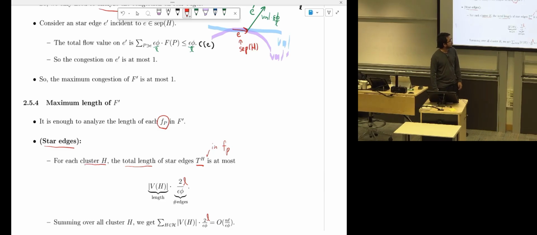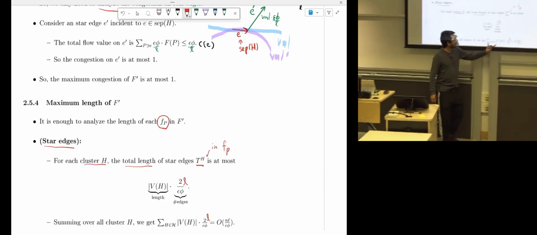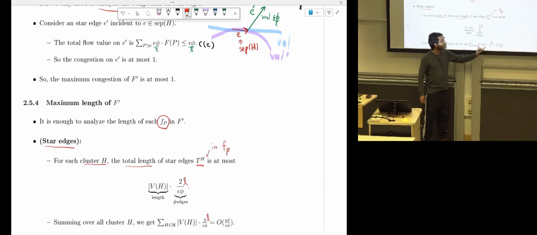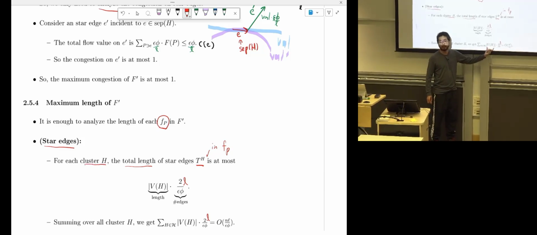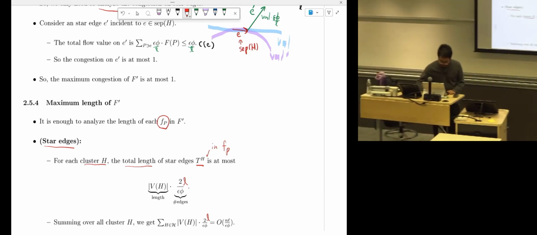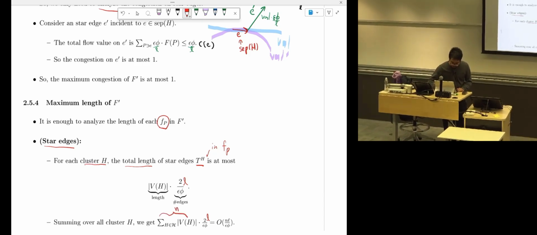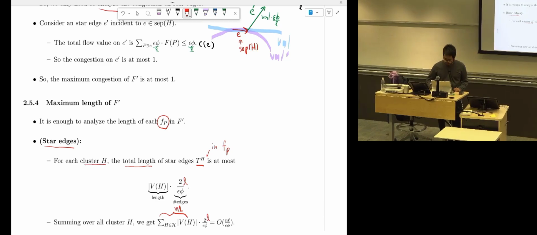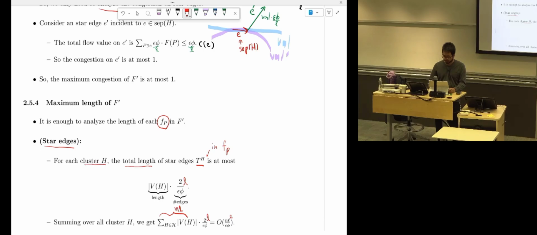Now the total size of the clusters in total is at most NL. So you get that this is NL squared over epsilon phi.